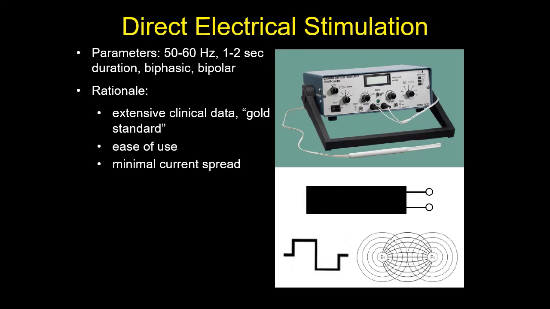For direct electrical stimulation-based mapping, we utilize an Ojemann bipolar stimulator. Parameters include 50 to 60 Hz, 1 to 2 seconds of duration, biphasic and bipolar probe. The rationale for this includes extensive clinical data, as this type of stimulation is considered the gold standard, its ease of use, and minimal current spread, allowing for precise field of stimulation, as modeled here.